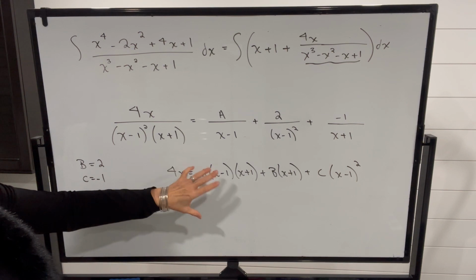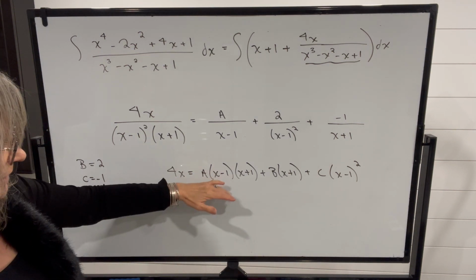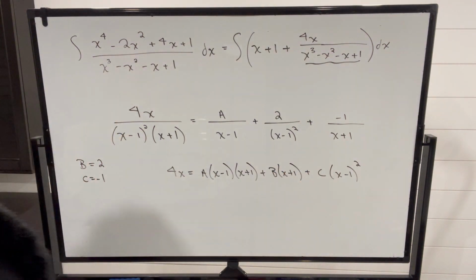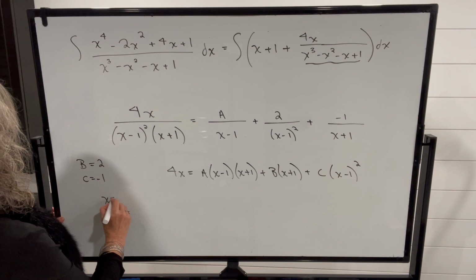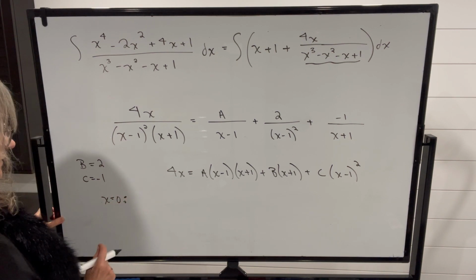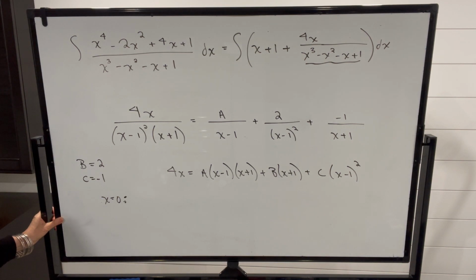In order to find A, we have to choose a different value for x, because we keep losing A every time we pick these values. So I'm going to choose 0. It's a nice easy number to work with. So we're going to let x equal 0, simplify it, and then we'll put our values of B and C in and solve for A.